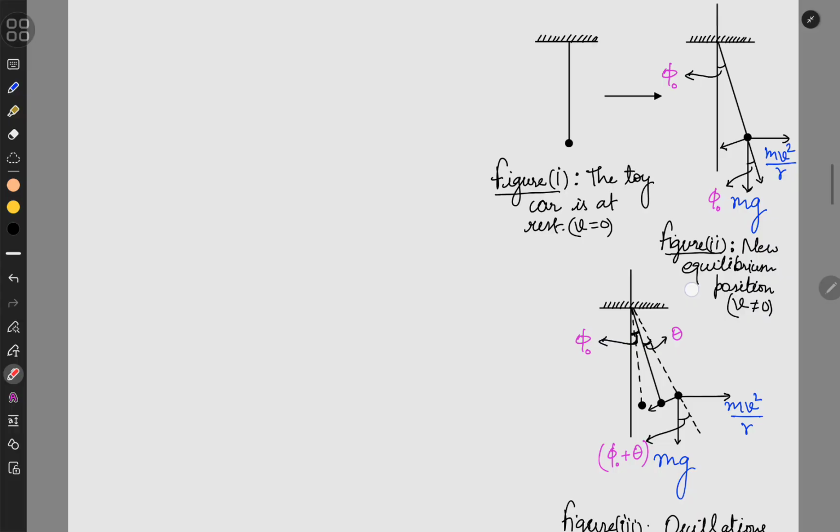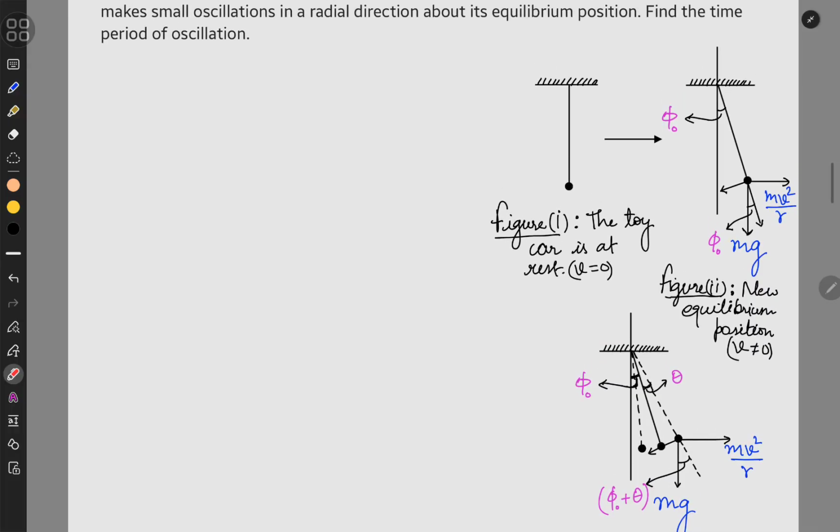So let's first try to understand the condition of the new equilibrium. Here we have mg, the force because of the acceleration due to gravity acting vertically downward on this small bob, and mv squared divided by r is the centrifugal force that we need to apply on the bob while it is moving in the toy train, so that Newton's laws become applicable in this case.